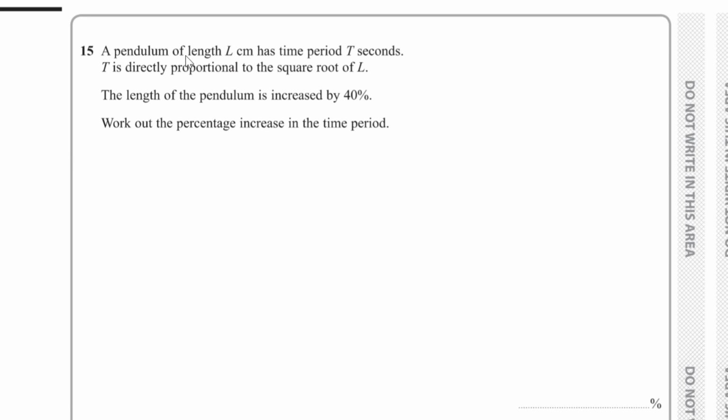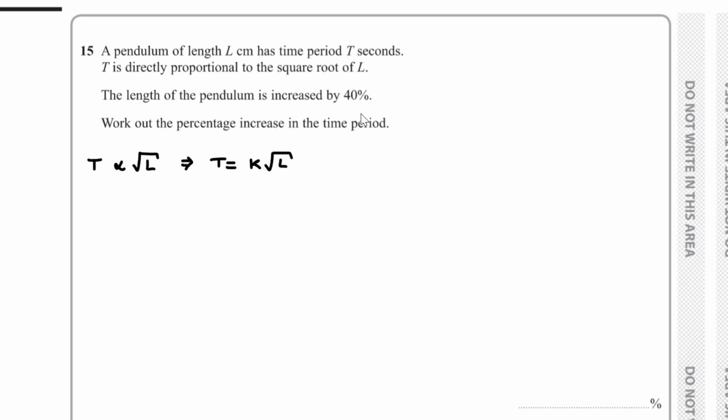Question 15. A pendulum of length L centimeters has time period T seconds. T is directly proportional to the square root of L. The length of the pendulum is increased by 40%. We have to work out the percentage increase in the time period. Here, we know that T is proportional to the square root of L, and what this implies is T equals K lots of the square root of L.